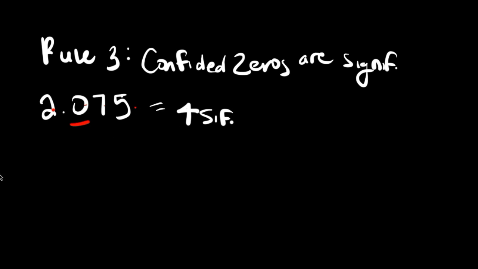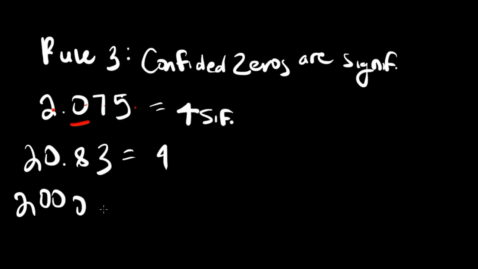Okay. Another example. Let's say we've got 20.83. Another zero. So that's 1, 2, 3, 4, four again. Let's say we've got, I don't know, 2,000.8. That's 1, 2, 3, 4, 5, 6. Six. Simple. Simplicity is the key, and this isn't as hard as it seems. It's easy.